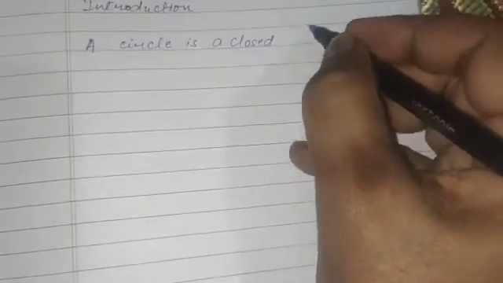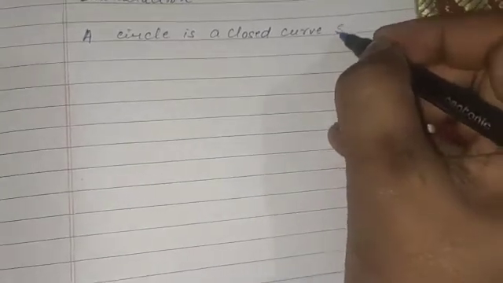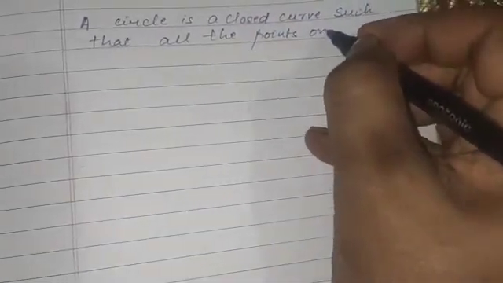What do you mean by a circle? A circle is a closed curve such that all the points on its circumference, or you can even say, the meaning of circumference is the boundary, are equidistant, which means at an equal distance, from a fixed point inside it.